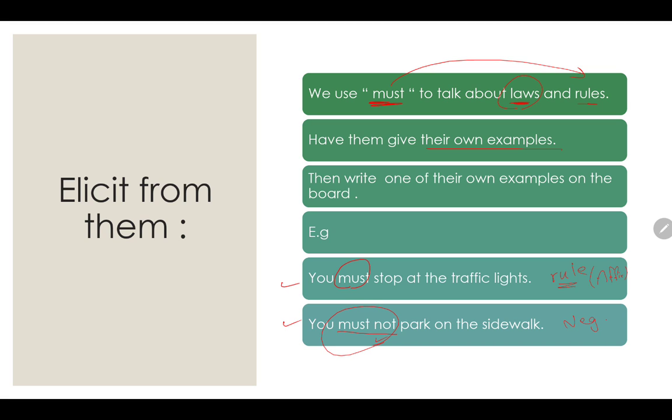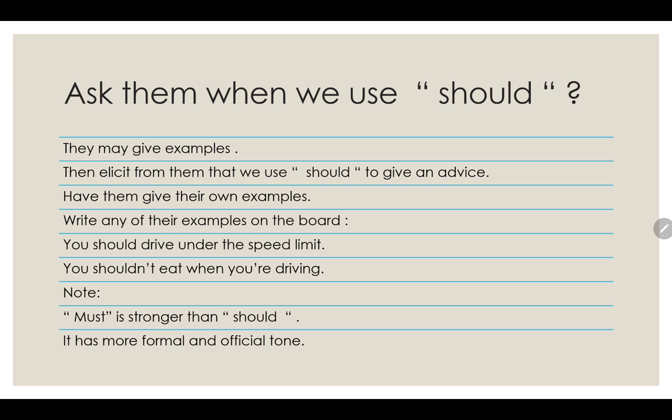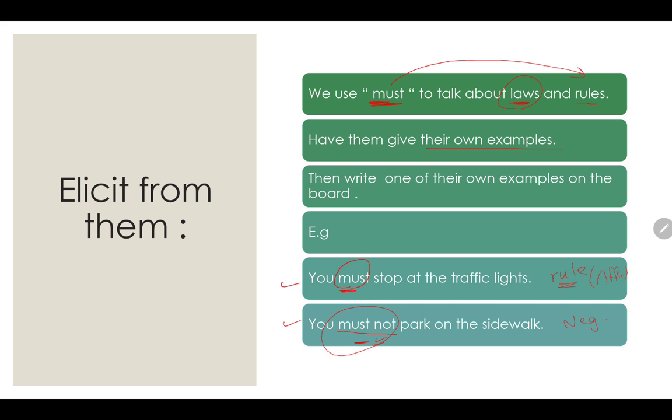So by using the brainstorm strategy, the students by themselves have given you some ideas about must, when we use it and where, and also some examples that you can write on the board and show them. We can use it in the affirmative or the negative form to talk about laws and rules. Now you can ask them to give you more and more examples. Ask them when we use it. Now we have finished with must. This is task number 1.